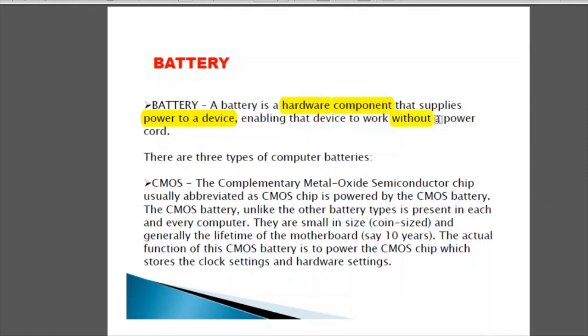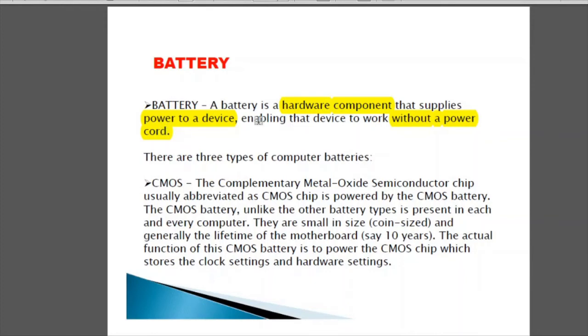Without a power cord means we all have phones with us, whether smartphones or not, right? So you have to charge it after some time. It is not that you have to keep it plugged in all day to use it. If that were the case, then what is the point of having a mobile? So that is, they have a battery which enables the device to work without a power cord. You don't have to keep it connected to power always. You charge it for 1-2 hours, and then you can use it, and when the battery gets exhausted you can charge it again, right? So this is what a battery is.